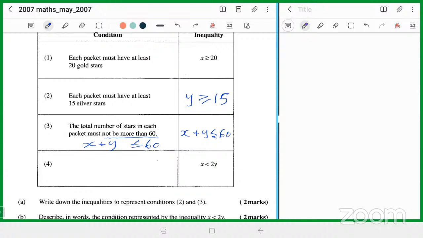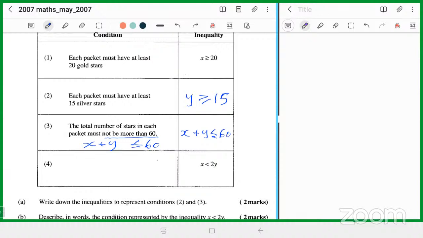X is the number of gold stars. Y is the number of silver stars. So say this for me now with those terminologies. Number of gold stars, number of silver stars. Try again, or somebody else want to try. The number of gold stars is less than 2 times the number of silver stars then.